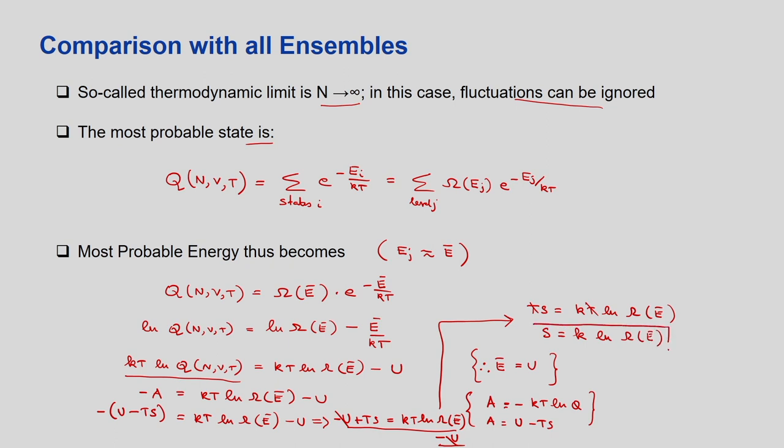So, I started with the canonical partition function, I obtained the partition function, but I took that energy state which is the most probable, that is E bar. So ultimately I am getting the entropy which is equivalent to that obtained by my microcanonical ensemble. It means the property obtained from the canonical ensemble is equivalent to the entropy obtained from the microcanonical ensemble. So this is how you get the equivalence between the two ensembles.